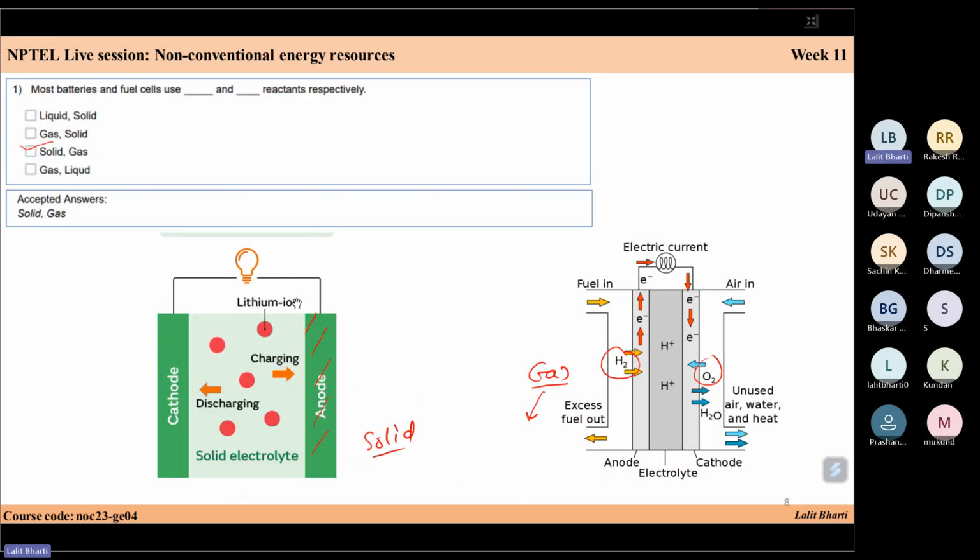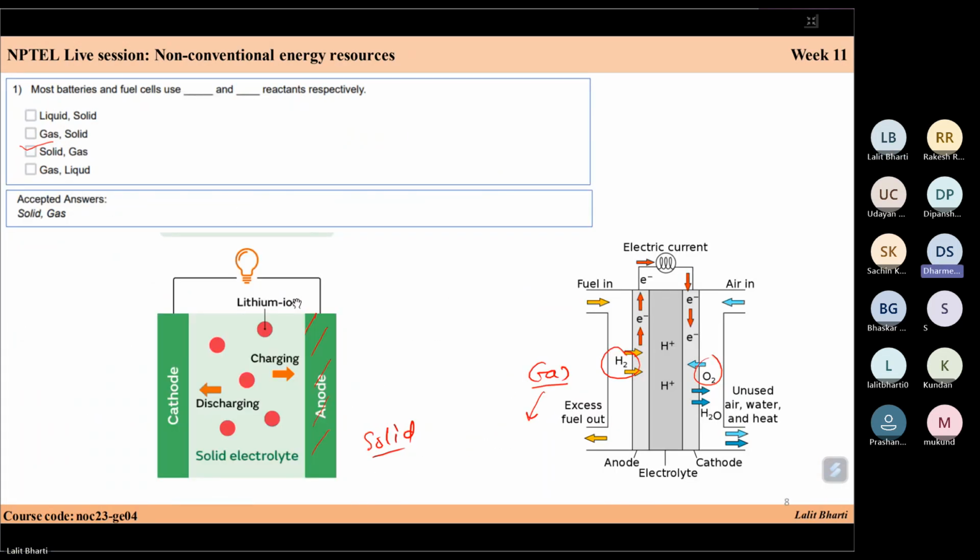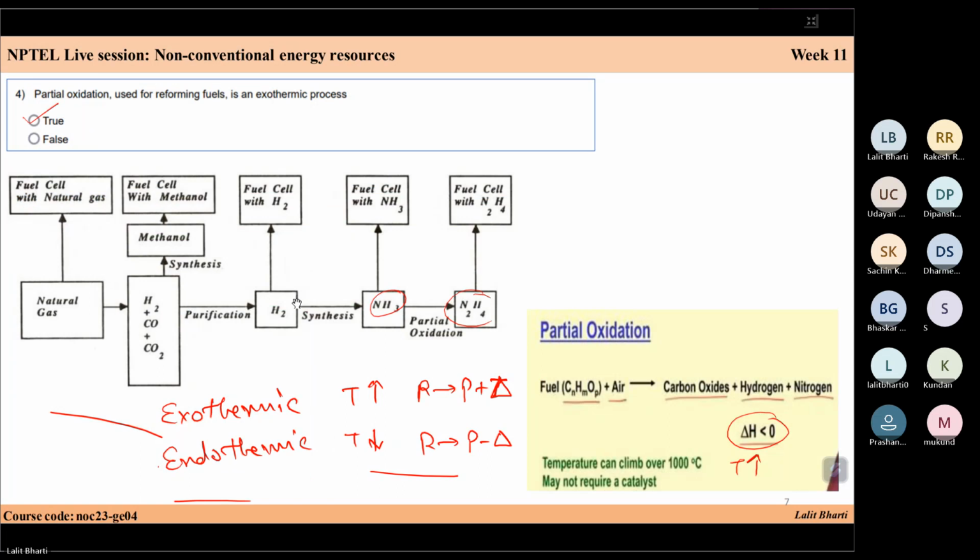Then we have a next question based on the fuel cell and batteries. Sir, one query, sir. Sorry for disturbance. Yes. If delta H is negative, so it is exothermic. Actually, delta H is the enthalpy. Enthalpy is not the heat. No, it is not the heat. Enthalpy is different from the heat.